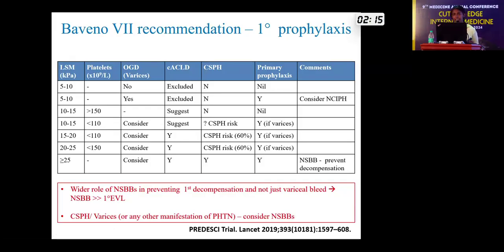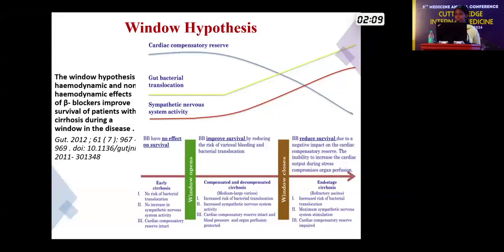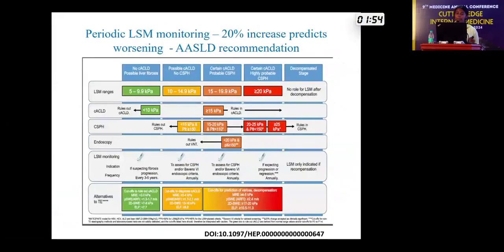Now, beta blockers, as I said, carvedilol is the preferred drug. It decreases decompensation as well. So this is known as the window hypothesis for giving beta blockers. Too early may not be beneficial. Too late, again, may not be beneficial. So finding the right window, LSM, I think, helps us in finding this right window to give the beta blockers. Now, for patients who show improvement on LSM, actually LSM monitoring, a 20% increase in LSM predicts worsening. This is as per AASLD guidelines.